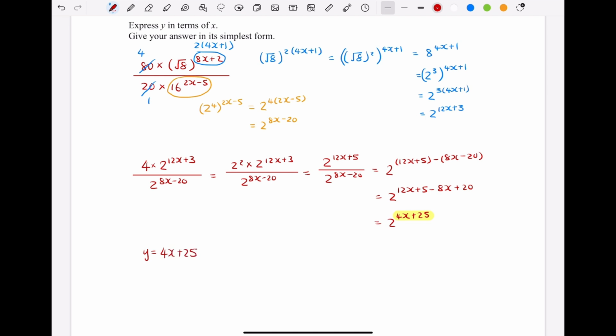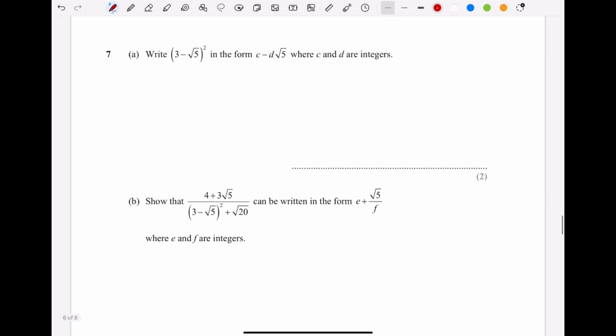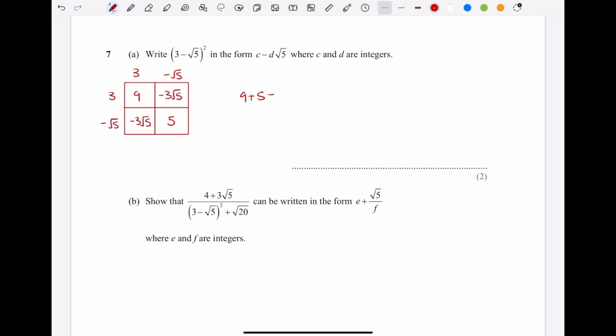Okay, now let's have a look at question 7. In this question, we want to write (3 subtract root 5) to the power of 2 in the form of c subtract d root 5. Now we can use the smiley face or claw method to expand the brackets. And in the end, we will have 14 subtract 6 root 5.